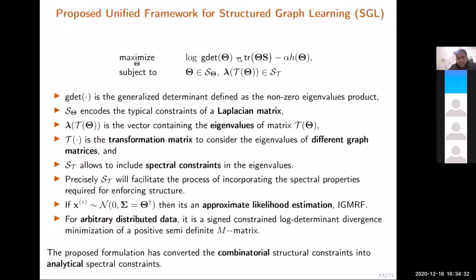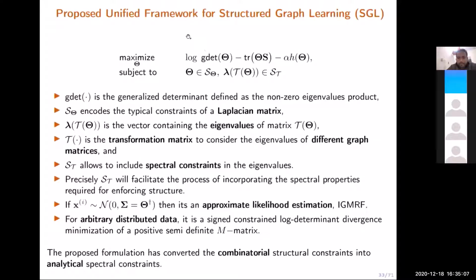Log generalized det theta minus trace of theta is a data fitting term, and theta belongs to the space of Laplacian matrices. The second term is the constraints on the eigenvalues. We have put a transformation T, because at some point we want to enforce constraints on the adjacency matrix, and at some point we want to enforce constraints on the Laplacian matrix. So theta is the Laplacian matrix, and then we apply a certain transformation. That is why we have made it a little generic. T is a simple transformation matrix. So this is the whole setting.